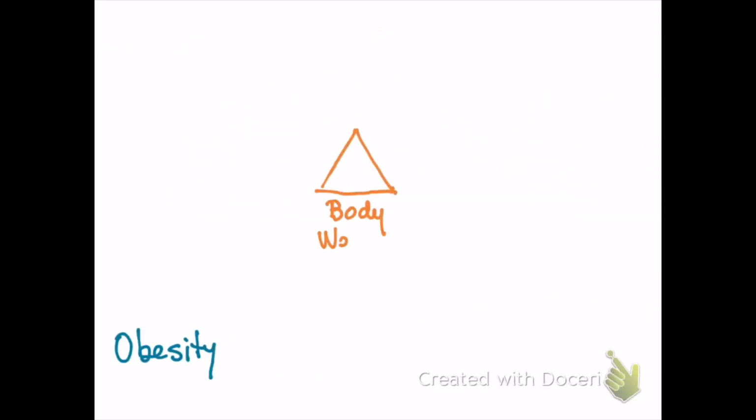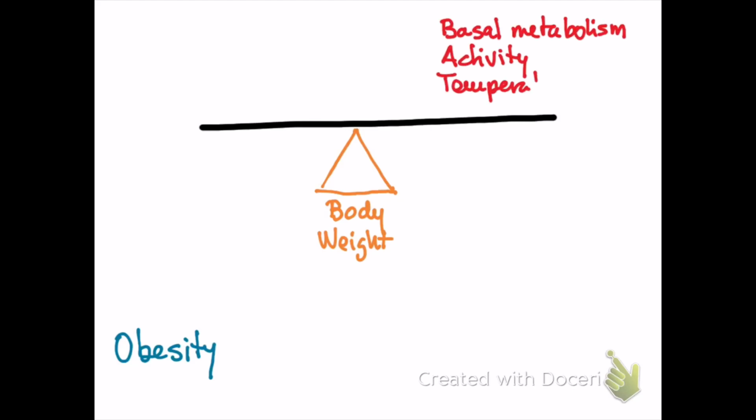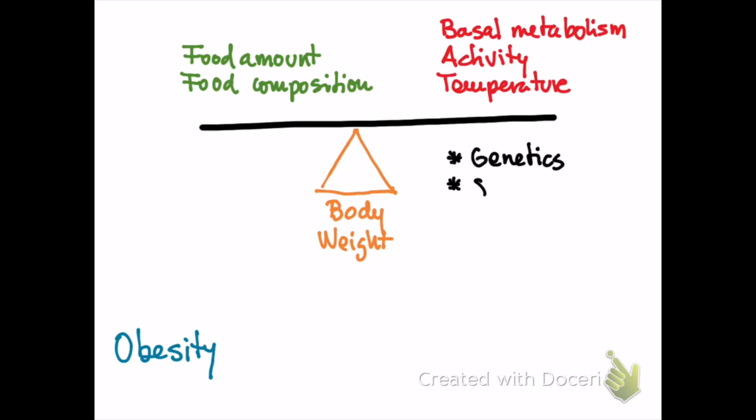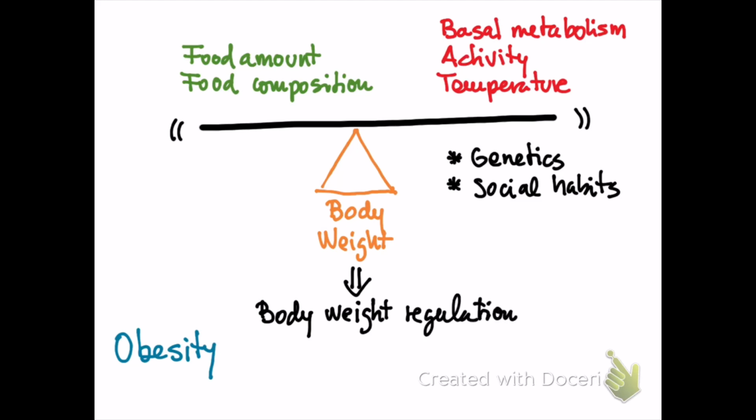Obesity is the result of a lack of regulation of body weight. Body weight is the balance between the energy we ingest with food and the energy we spend. Energy expenditure depends on factors such as basal metabolism, body activity, and temperature. The energy we eat depends on the amount of food and its composition. An imbalance between these two elements leads to obesity, that is also associated with genetic factors and social habits.